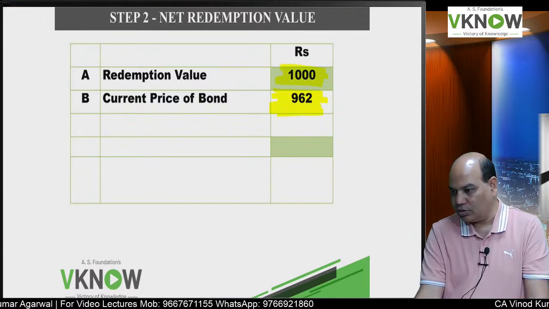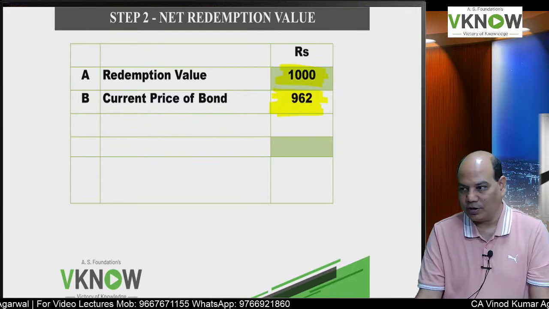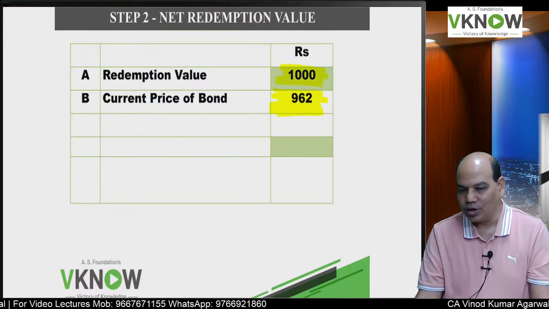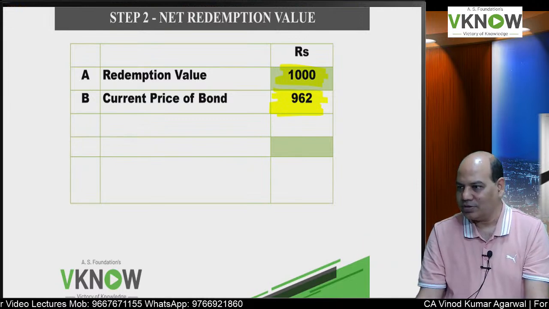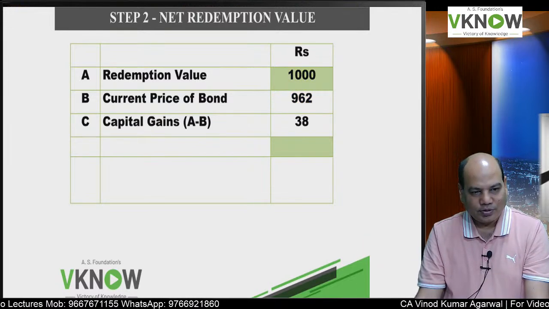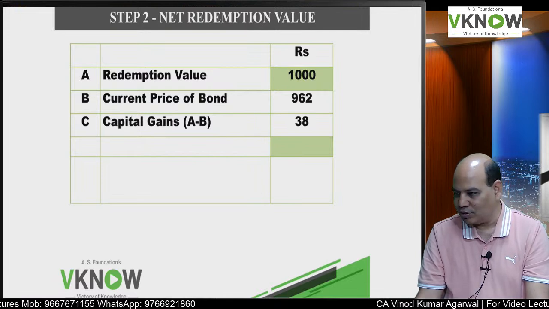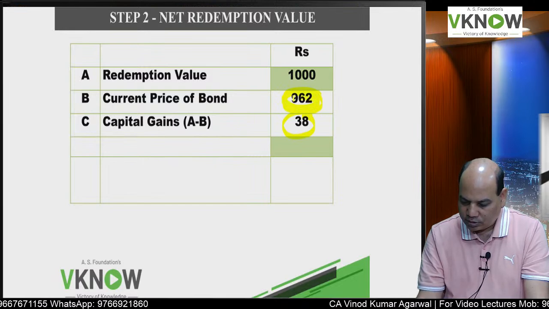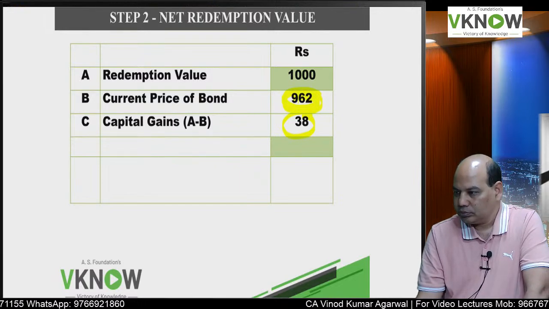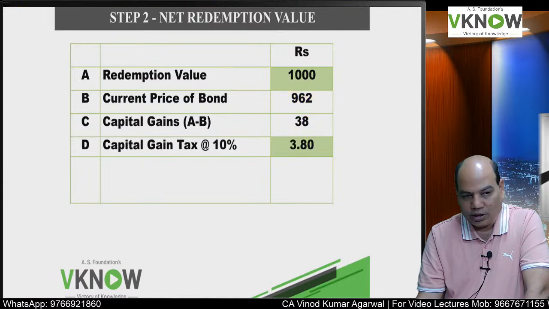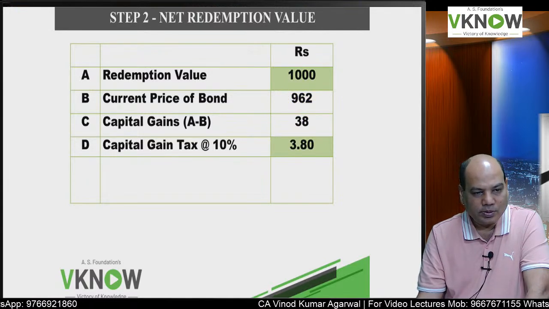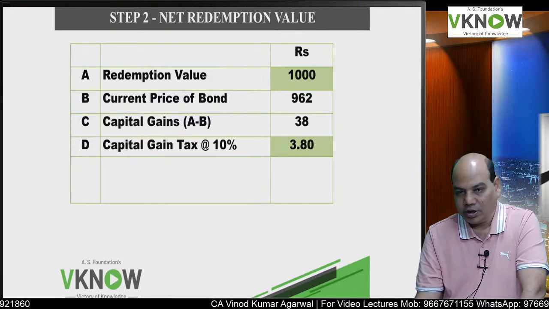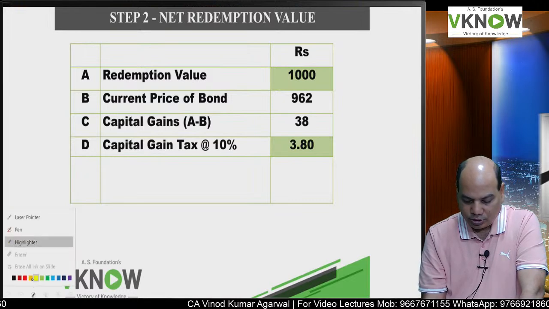So government will say, oh, only you will make profit. Don't you think you should contribute to this nation and pay tax? Yes. So capital gain 38 rupees. Capital gain will be 38. It will be based on the cost of this bond. So what is the capital gain tax rate in this question? 10%. So you will say capital gain tax at the rate 10%, 3.80.